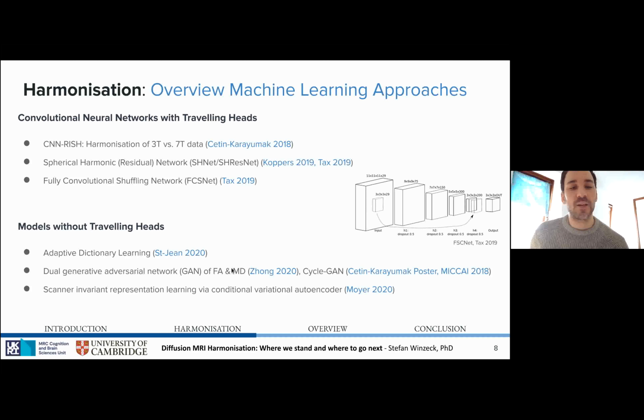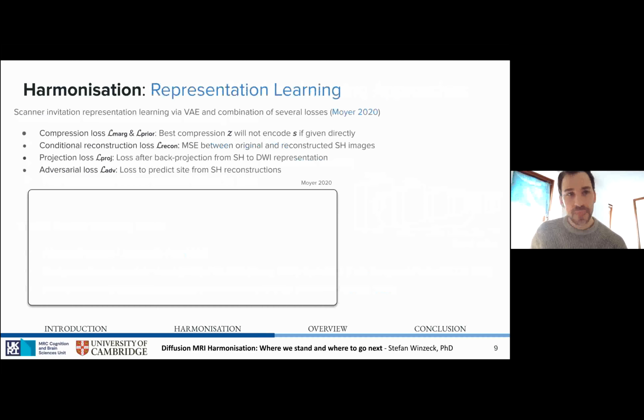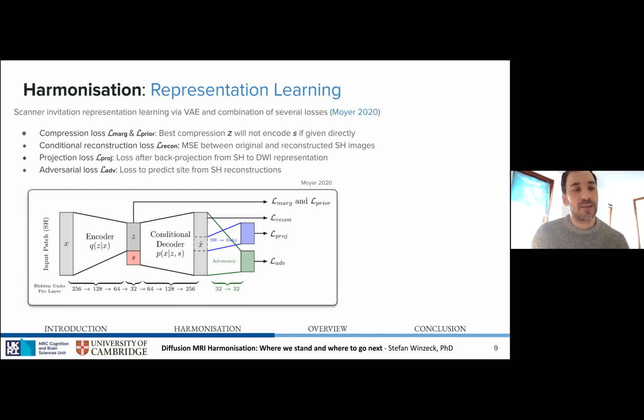But I want to specifically highlight one where you learn a scanner invariant representation of your signal via variational autoencoders. That's a fairly recent paper. The whole idea is that you have your RISH feature signal, and you feed it into an encoder and try to reconstruct it. So that's the whole idea of an autoencoder, to reconstruct your image, but also compress in the meantime. So it would just keep the features that are important to represent your signal and get rid of all the noise that's not important.